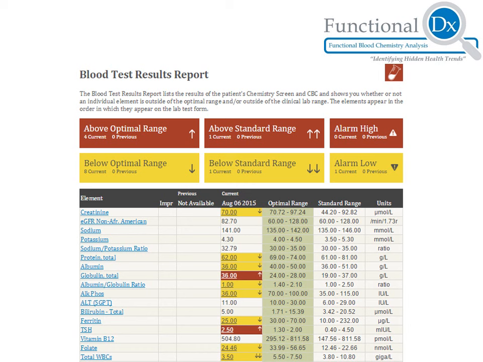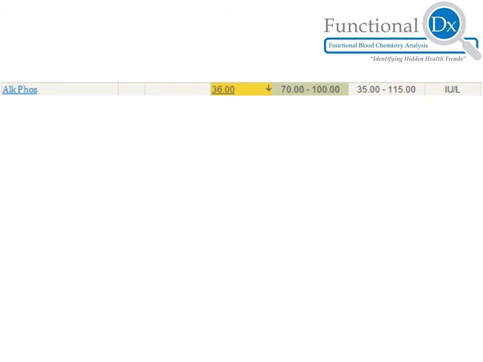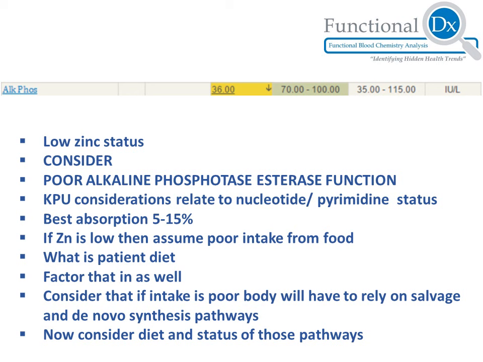In this case here, we're looking at alkaline phosphatase of 36 international units per litre. 36, with a functional range of 70 to 100. It's not reported as being out of range because the clinical range is 35 to 115. So you haven't got a problem, but now you need nucleotides. If you have a value of 36, as clinicians you want to consider low zinc status. Consider poor alkaline phosphatase esterase function. In other words, you're not breaking the nucleotides out.